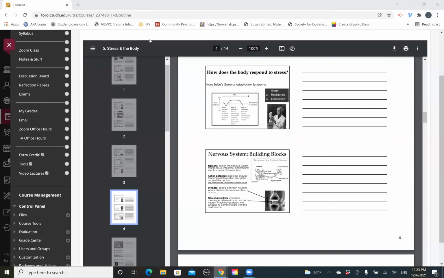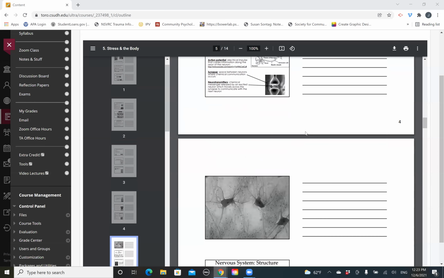You lose any sense of hunger. There are physical reactions that happen when your sympathetic nervous system engages. For people who experience a lot of stress, that sympathetic nervous system is always engaging.